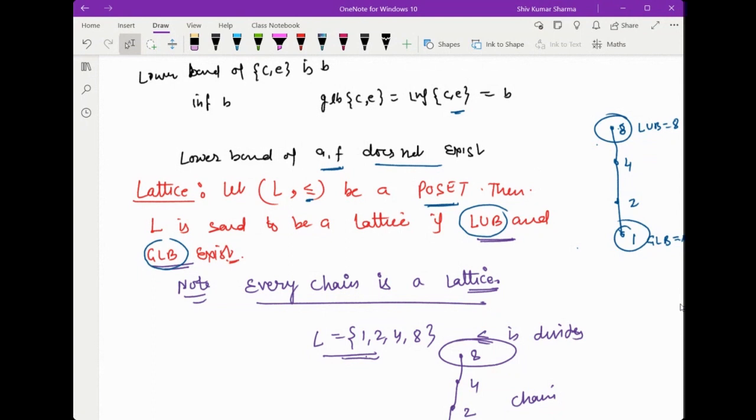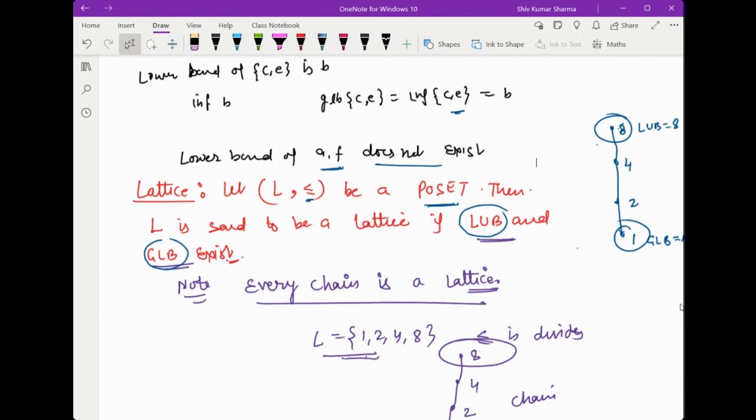कोई भी ऐसा एग्जांपल जिसमें हमें लीस्ट अपर बाउंड भी मिल रहा है और ग्रेटेस्ट लोअर बाउंड भी मिल रहा है इस एलिमेंट का, वो सेट आपने हेस डायग्राम ड्रॉ करे, ठीक है। हेस डायग्राम ड्रॉ करने के बाद उस हेस डायग्राम पे that means we can obtain least upper bound and greatest lower bound, then that Hasse diagram is said to be a lattice. ऐसा किन केसेस में पॉसिबल है?